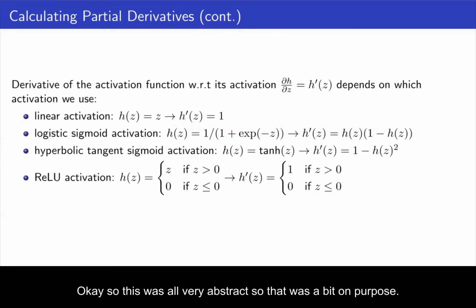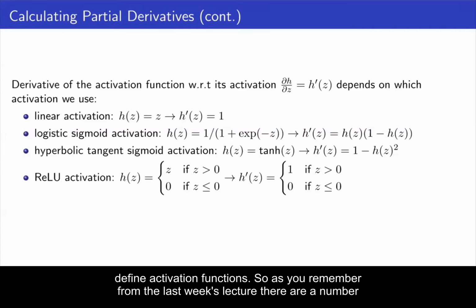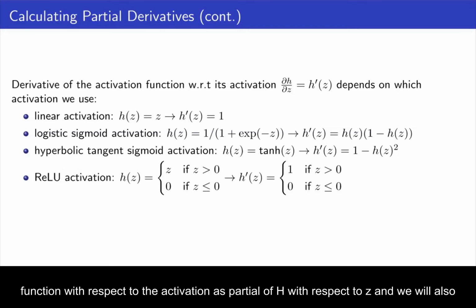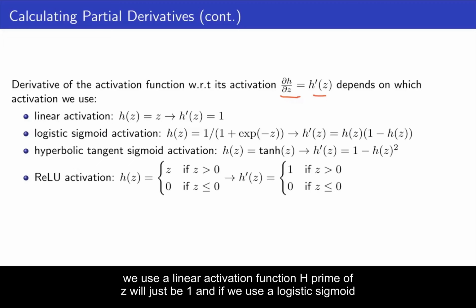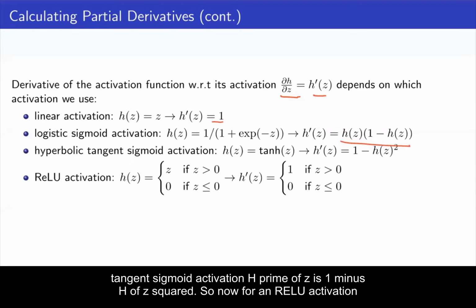Okay, so this was all very abstract, that was a bit on purpose. Let's now try to make this a little bit more concrete. So for that, we will need to actually define activation functions. As you remember from last week's lecture, there are a number of activation functions that we commonly use. So we will now denote the derivative of the activation function with respect to the activation as partial of h with respect to z, and we will also write this as h prime of z. That term now depends on which activation function we will use. If we use a linear activation function, h prime of z will just be 1. If we use a logistic sigmoid activation function, h prime of z will be h of z times 1 minus h of z. Or if we use the hyperbolic tangent sigmoid activation, h prime of z is 1 minus h of z squared.